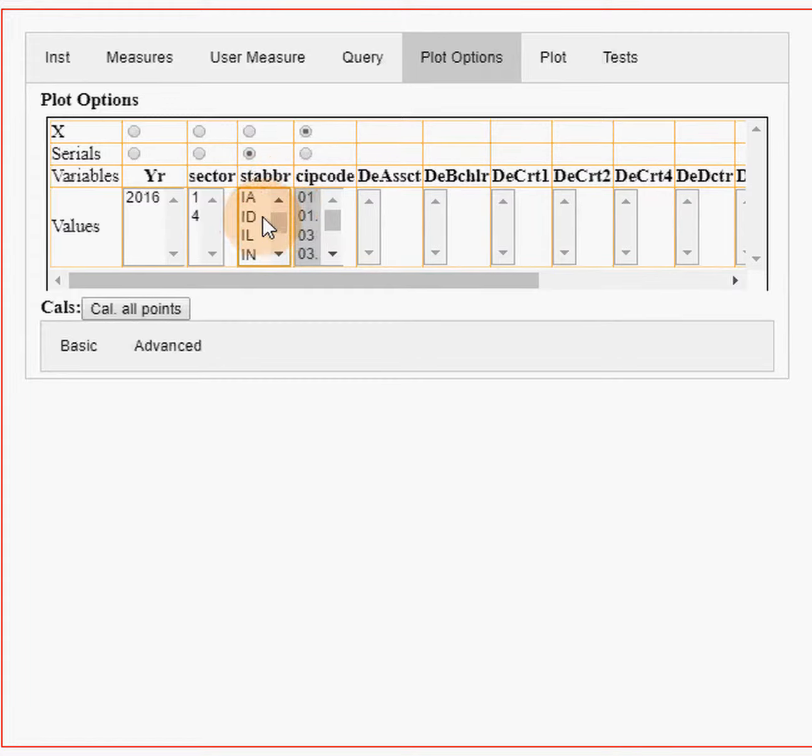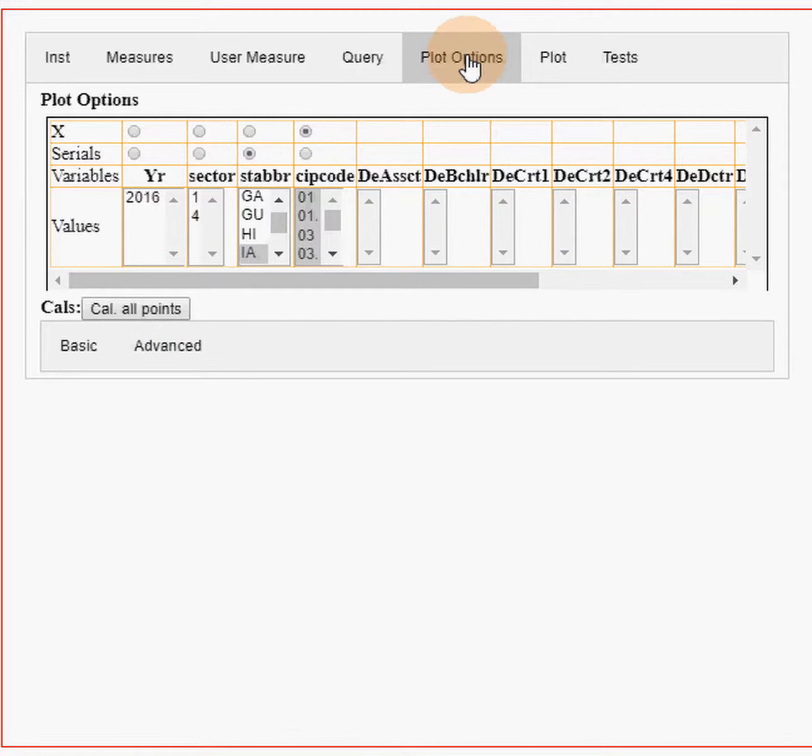Nebraska and Iowa. Let me take a look. That's Nebraska, and that's Iowa. Okay, then we calculate the point.